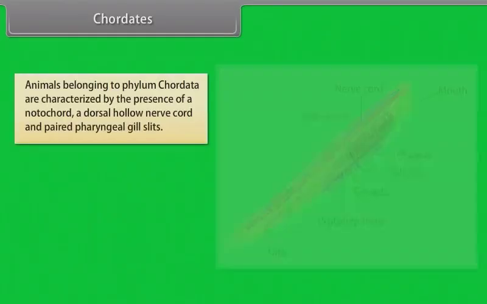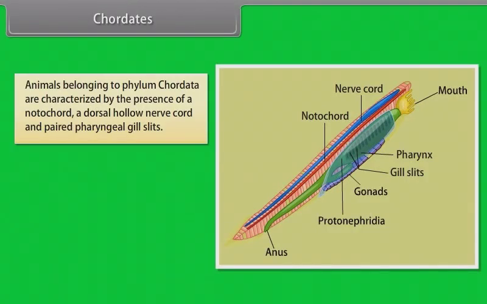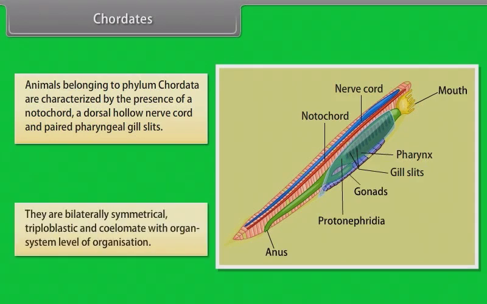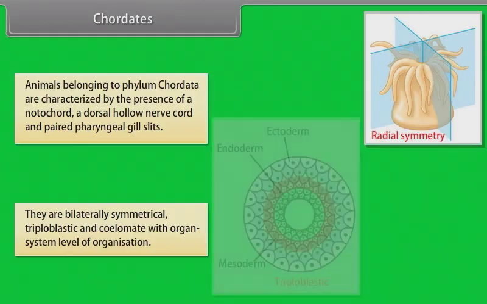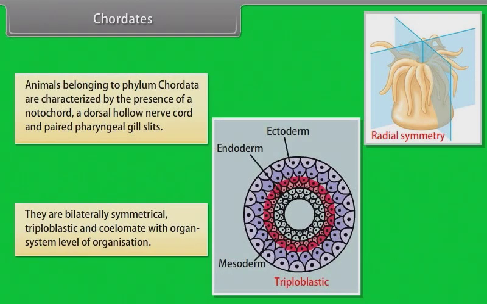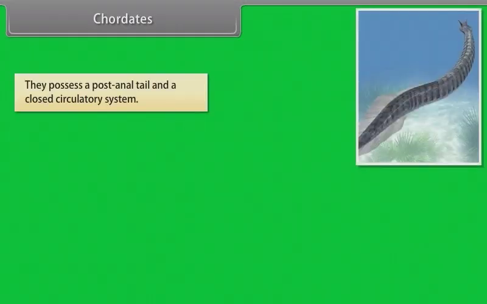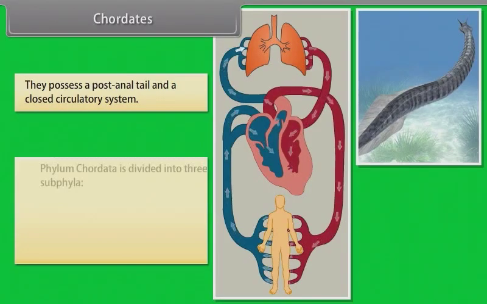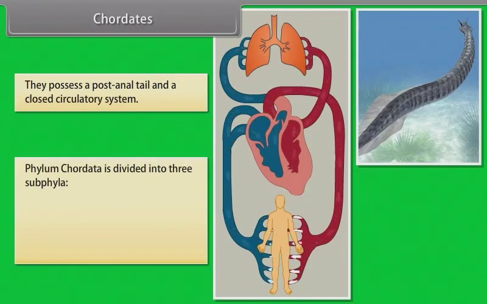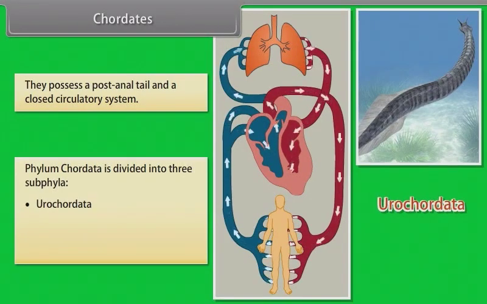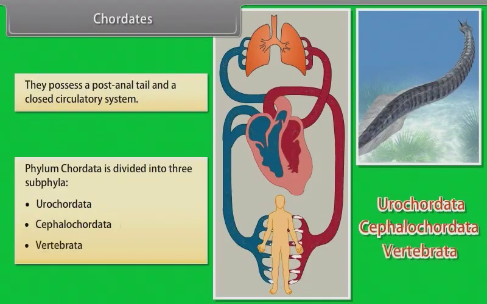Chordates. Animals belonging to phylum Chordata are characterized by the presence of notochord, a dorsal hollow nerve cord, and paired pharyngeal gill slits. They are bilaterally symmetrical, triploblastic and coelomate with organ system level of organization. They possess a post-anal tail and a closed circulatory system. Phylum Chordata is divided into three subphyla: Urochordata, Cephalochordata, Vertebrata.